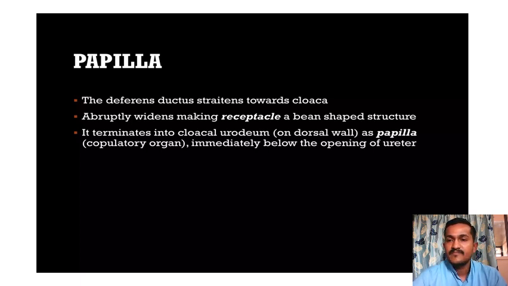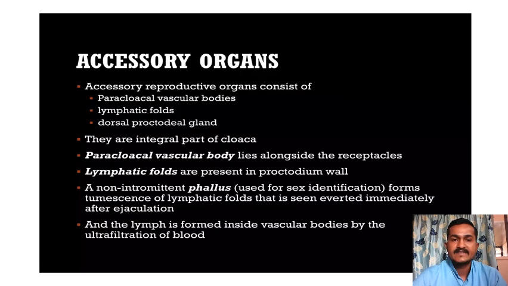Clear? Okay. Now next, accessory glands. There are some accessory glands that also participate in the reproductive system. The accessory reproductive organs consist of the paracloacal vascular bodies, lymphatic folds, and the dorsal proctodeal gland. These three types of glands participate in reproduction. They are an integral part of the cloaca. What is it? It's integral. Integral means present inside what? The cloaca, inside the cloaca.